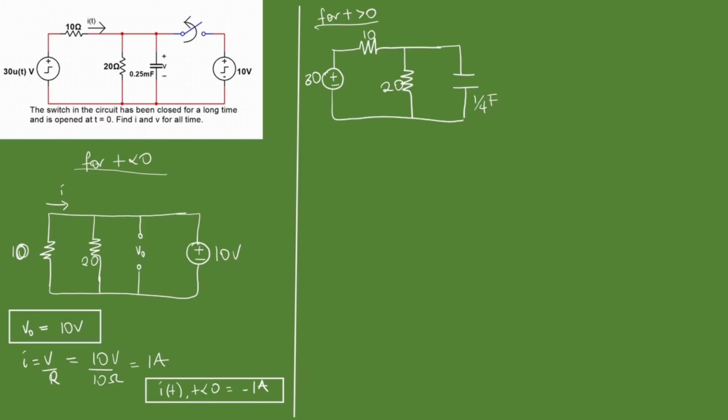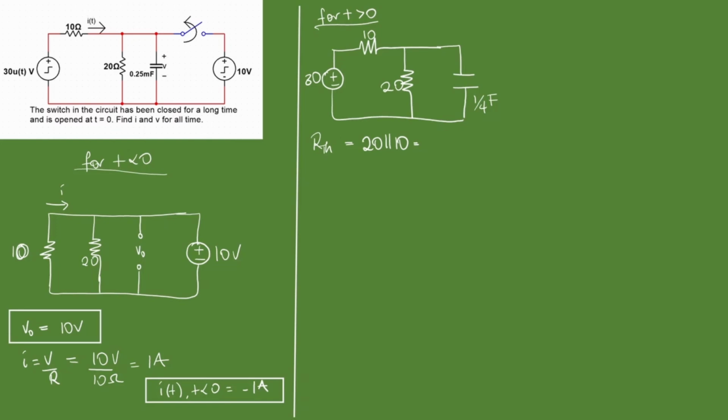The first thing we do once we're looking at t greater than 0, once switching happens, is to look for our Thevenin resistance, R equivalent. To do that, we turn off the voltage source. The voltage source comes to short circuit, and 10 and 20 are in parallel. So R Thevenin is going to give us 20 and 10 ohms in parallel. This is very simple. We're going to do products over sum, a neat way to skip the mathematics.